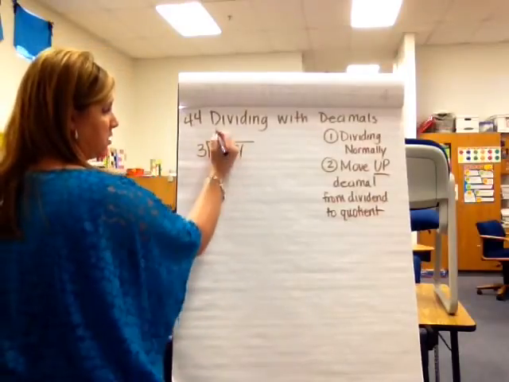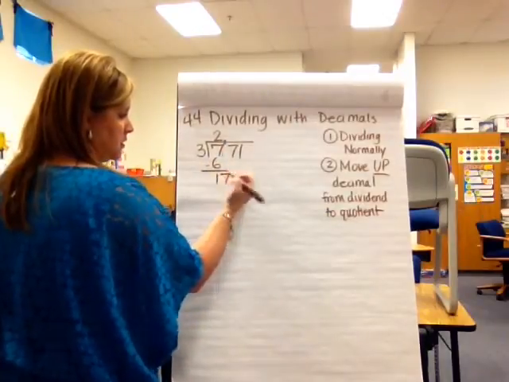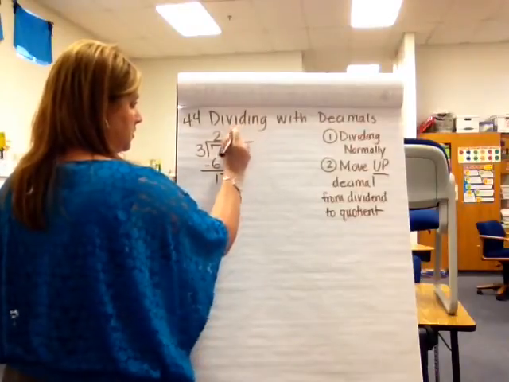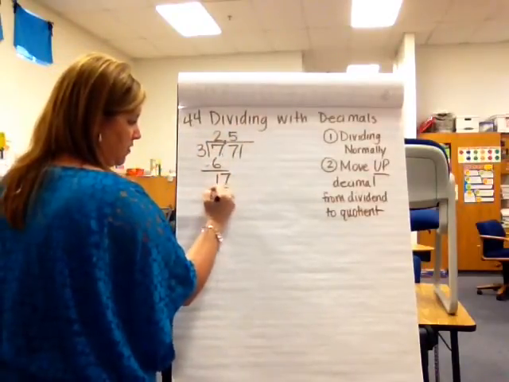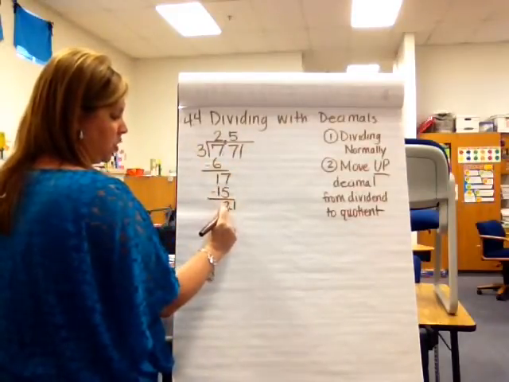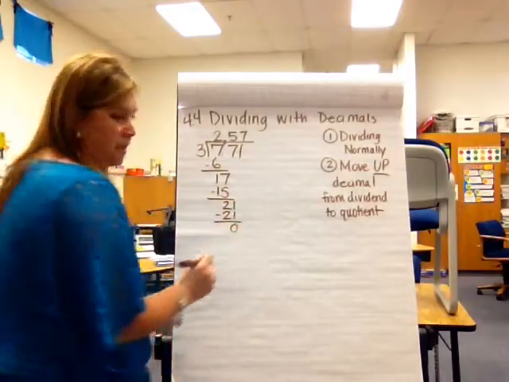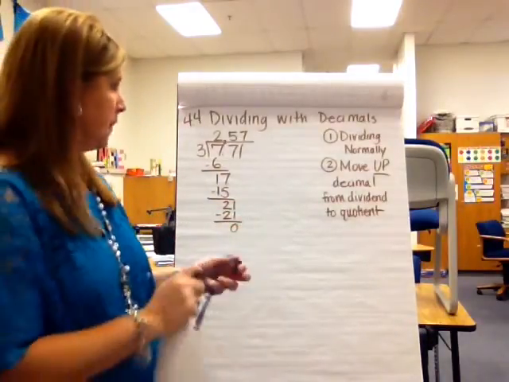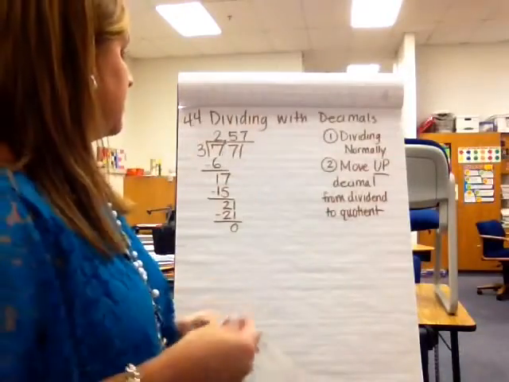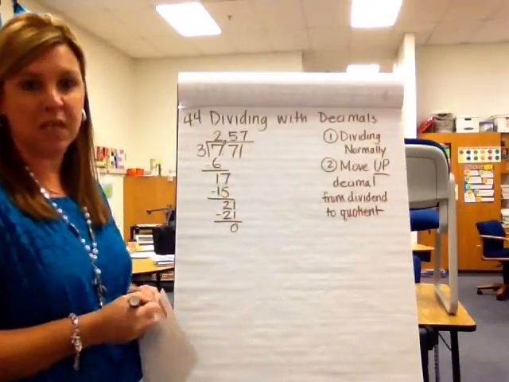So how many times can 3 go into 7? 2. 2 times 3 is 6. How many times can 3 go into 17? 5 times. 5 times 3 is 15. 2, bringing down my 1. How many times can 3 go into 21? 7 times, with nothing left over. So on this, I would simply say that 7.71 divided by 3 is 2 and 57/100.